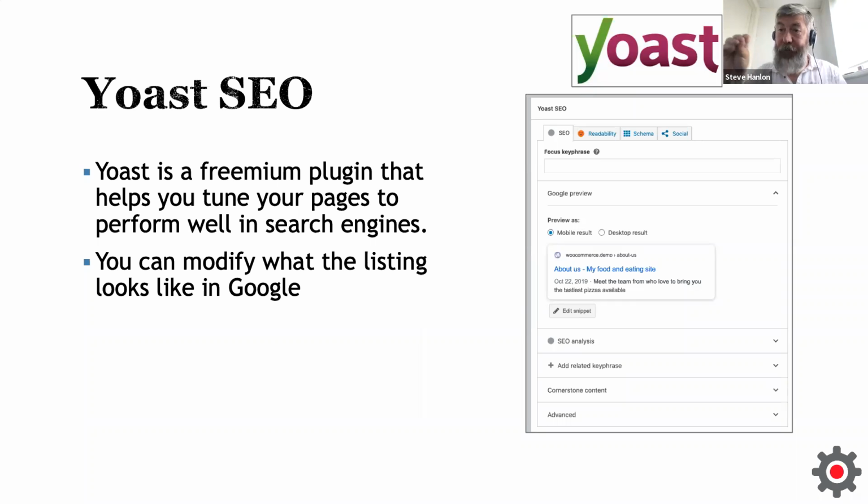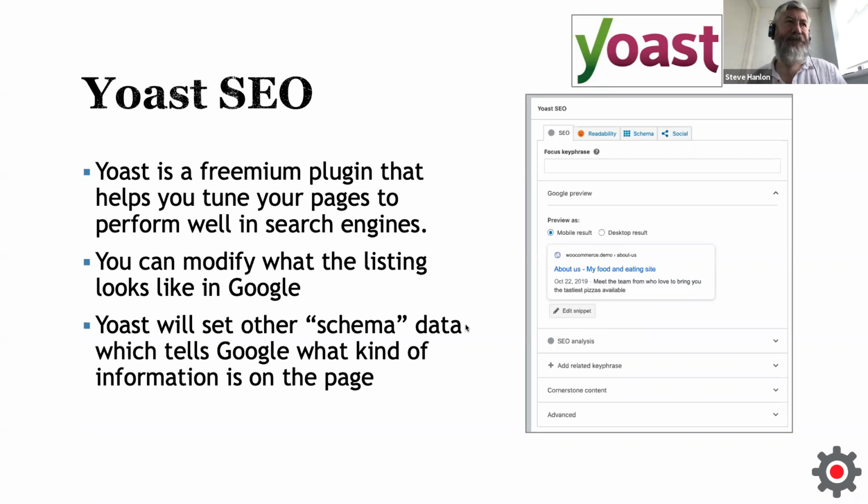But what people read about your site once they're actually there is the compelling thing to make them want to click through. So you don't want it to be some sort of jibber jabber that Google's picked out off your site. You can tweak that and make it exactly what you want. So you can type in, meet the team who love to bring you the tastiest pizzas available, or something. So that's maybe about us. So you can tweak those kinds of things.